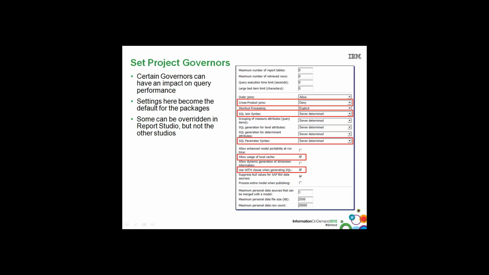These types of governor settings are something to investigate only when performance becomes a concern and there are no other root causes that you can identify. The settings here become the default for the packages, and they can be overridden in Report Studio but not the other studios. It's recommended to read up on the core documentation for more information about these governor settings.